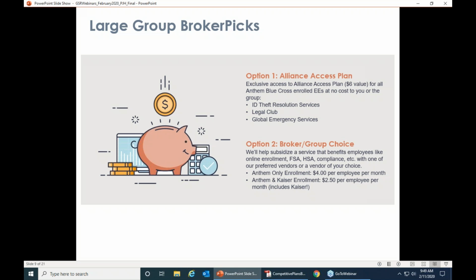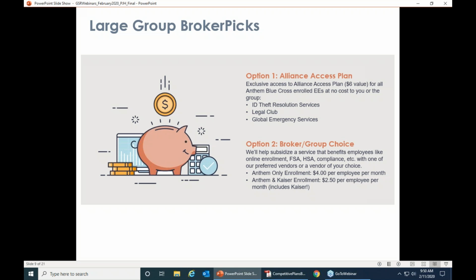Anytime you have a group coming through us, we actually want to make sure as a partner, we offer you 2 options to benefit the group. Number 1, they can select this Alliance Access Plan. It is a $6 value that we include at no cost. It gives ID theft, legal club, and global emergency services to your groups. Or, if it's an Anthem only group, we're going to pay $4 per employee per month for the life of the group. If it's a combination group with Kaiser, we pay $2.50 for both the Kaiser and the Anthem employees every month for the life of the group.